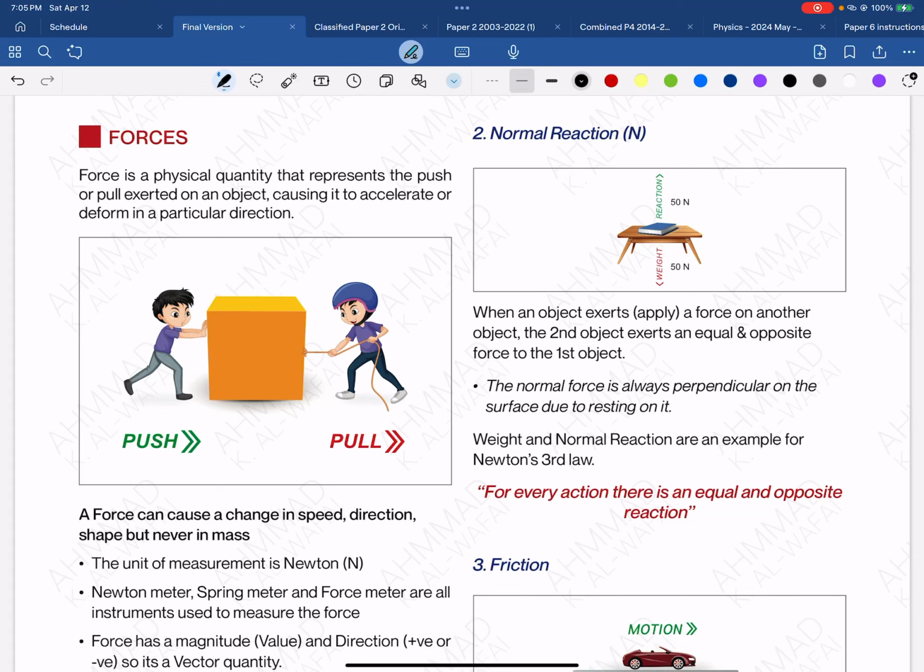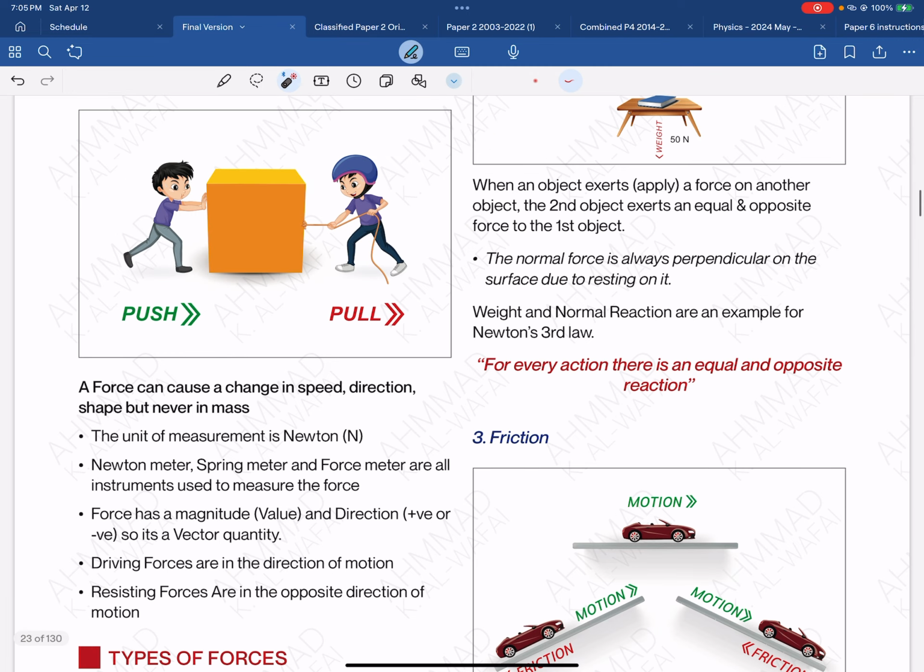Okay, guys, now we're going to talk about forces, which is a vector quantity. Force is either a push or a pull upon an object. This force can cause the object to change its speed, direction, and shape, but it can never cause a change in the mass. Forces in general are measured in newtons, that's the unit. We can measure the force using a Newton meter, spring meter, force meter, all of that.